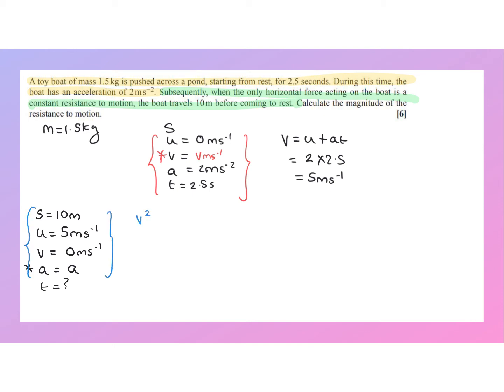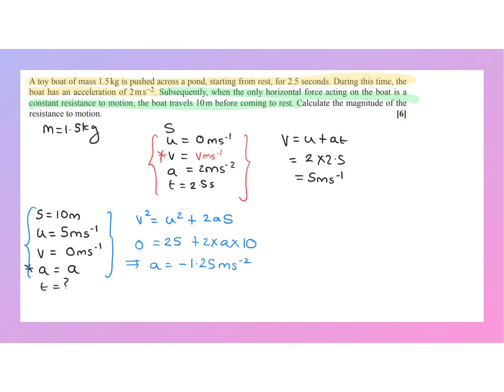So if we look at v squared equals u squared plus 2as as another constant acceleration equation, 0 is equal to 25 plus 2 times a times 10. And we can rearrange this equation to give us the value of a, which is minus 1.25, which makes sense, as the boat is decelerating.